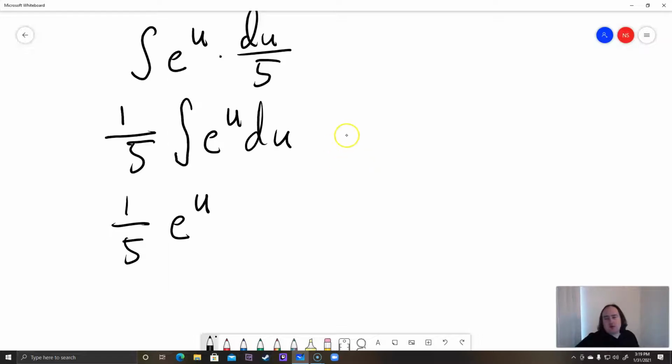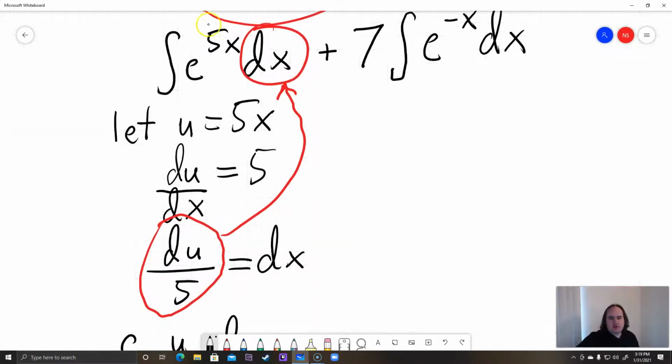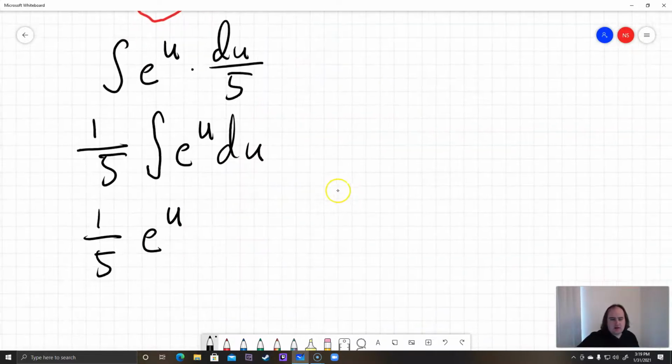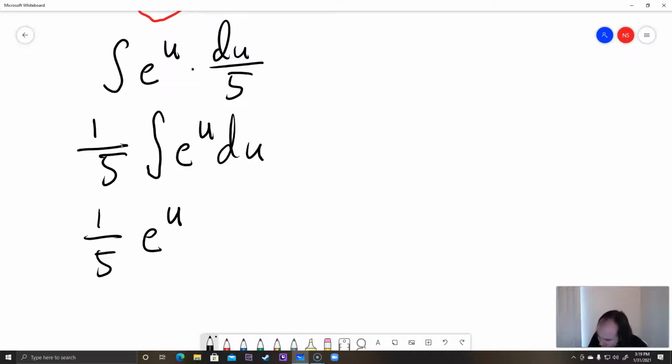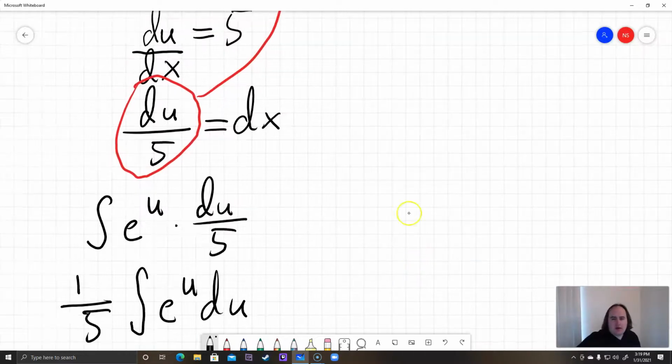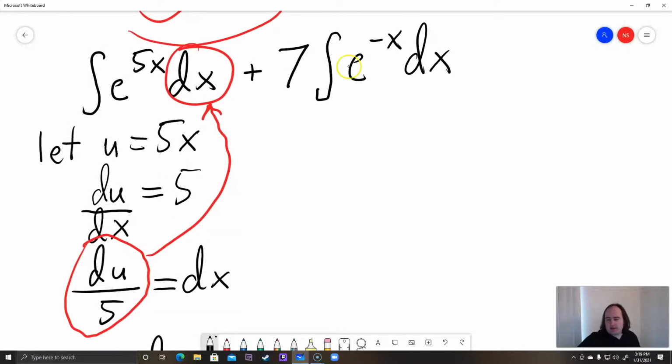But our first u that we work with here for this first integral is 5x. So instead of writing e to the u at the end, I'm going to write e to the 5x. So we have 1/5 e to the 5x, and we've finished the first term, the first integral. And remember, we're going to need a plus c at the end, so I'll go ahead and write it just so we don't forget. Okay, so now we're going to take on this second integral.